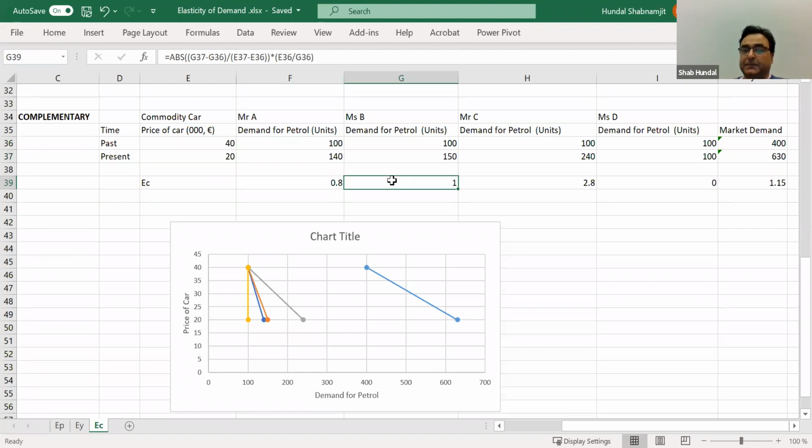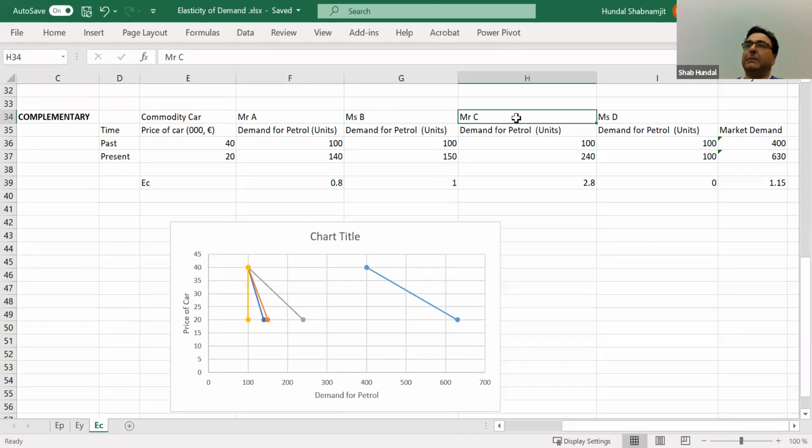This is exactly balanced. And here, maybe Mr. C was cursing the public transport a lot and was praying to the divine powers that one day, I wish the prices of cars really go down so that I drive more. I drive my car, my family drives the car, my employees drive the car. So I become less and less dependent on public transport. And as a result, his reaction is 2.8 times more. But when he consumes more car, obviously he has to pay for more petrol also.